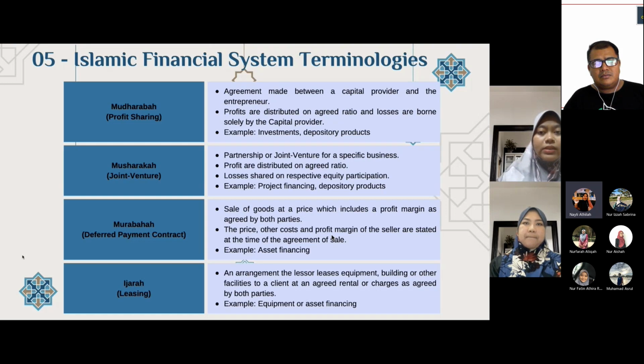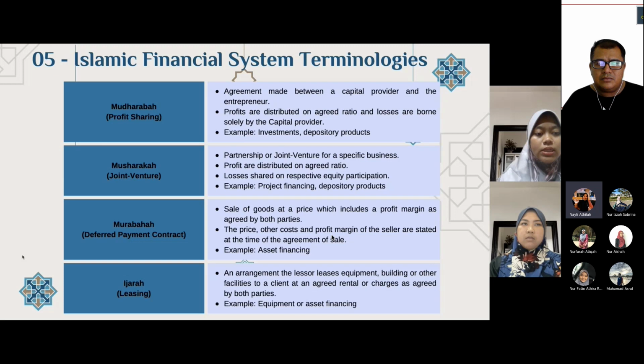So mudarabah, which is profit sharing, it refers to the agreement made between a capital provider and another party who acts as the entrepreneur. Profits are distributed based on pre-agreed ratios and losses are borne solely by the capital provider. So example kepada mudarabah ni ialah investment, depository product dan lain-lain lagi.